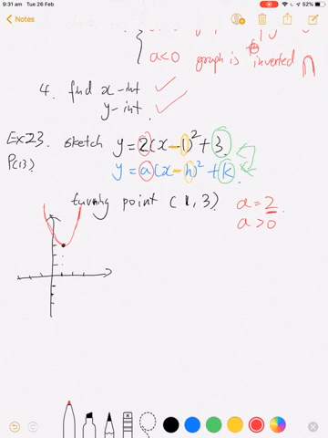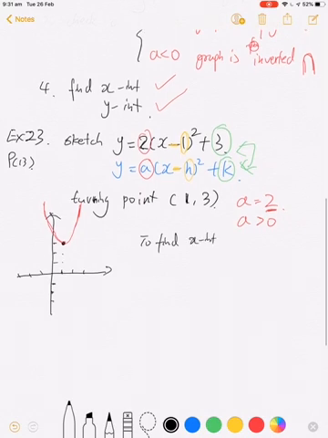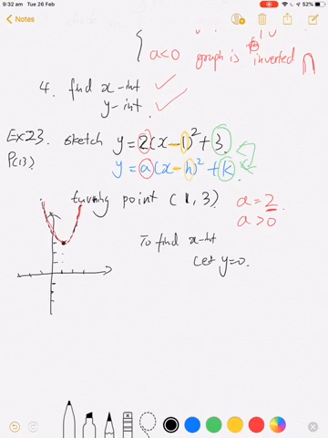And to find the x-intercept, we need to let y equal to 0. But for this one, we actually don't need to find the x-intercept. Why? Because we know the graph over here is facing up, so it never gets the chance to cross the x-axis, so we don't need to do this part. We just need to find the y-intercept instead.